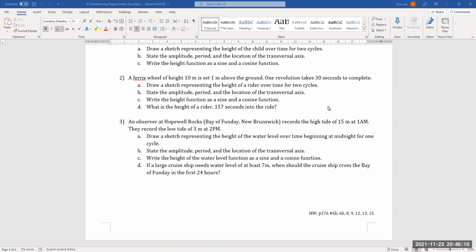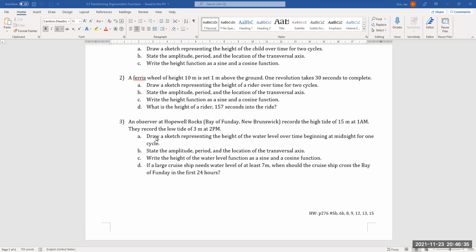Someone asked if I could clarify exactly how you could do number three from our chapter 5.3 handout. And well, here we go. The context is this. We're talking about tides here. So high tide being, I guess, above sea level. The water is 15 meters above sea level, and then they record low tide to be 3 meters above sea level at 1 a.m. and 2 p.m.